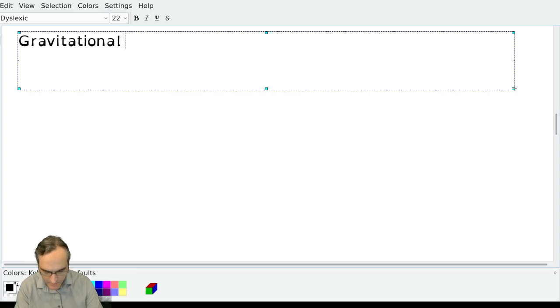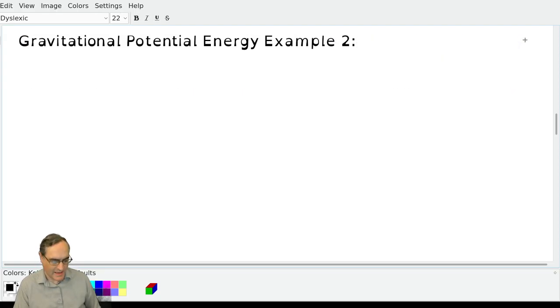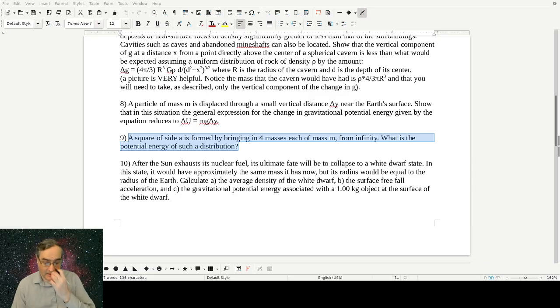Gravitational potential energy. Example 2. This one is about what happens when you have several masses acting together. We will be building on this idea in the next unit. But here's the question for now. A square of side length a is formed by bringing 4 masses, each of mass m, from infinity. What is the total potential energy of such a distribution?